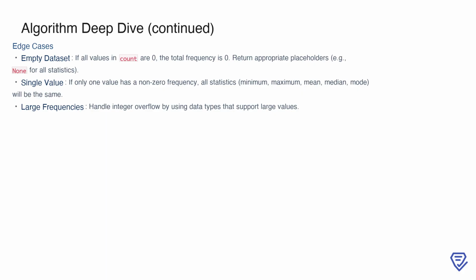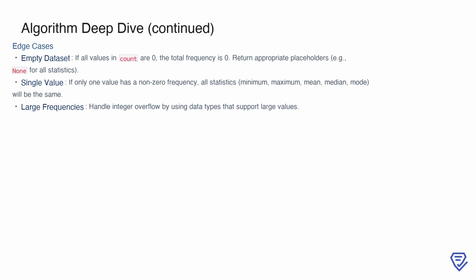Finally, let's address some important edge cases. If the dataset is empty, meaning all values in the count array are 0, the total frequency will also be 0, and we should return placeholders like None for all the statistics. For a dataset with only one value, where only one index in the count array has a non-zero frequency, all the statistics, minimum, maximum, mean, median, and mode, will be the same and equal to that single value.